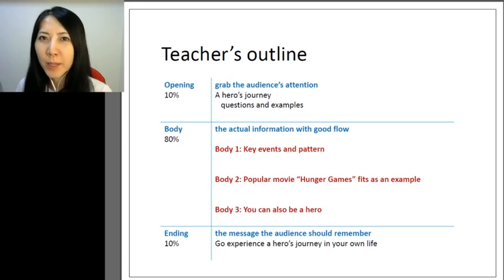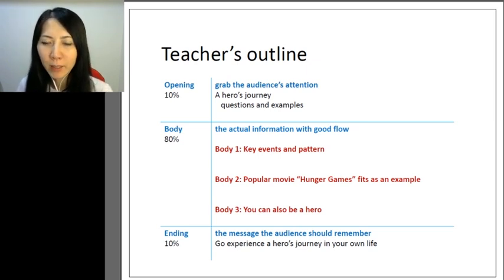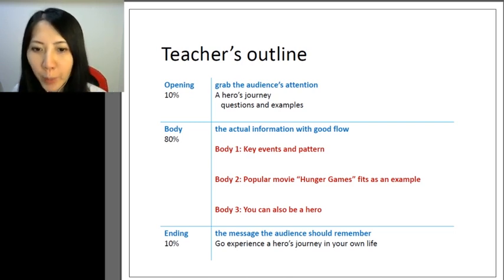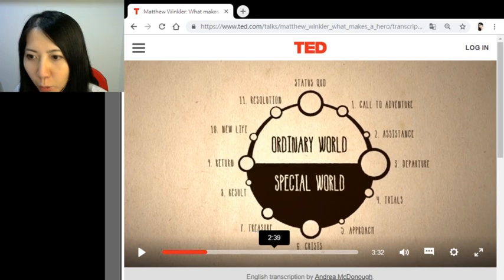So body number 1 was the biggest part of this talk, right? It actually gave you the key events. There were a total of 11 of them, and they try to explain so that you can understand what these 11 different patterns or events were. Okay, so that would have been from here up until about 2 minutes and about 40 seconds here, I think.